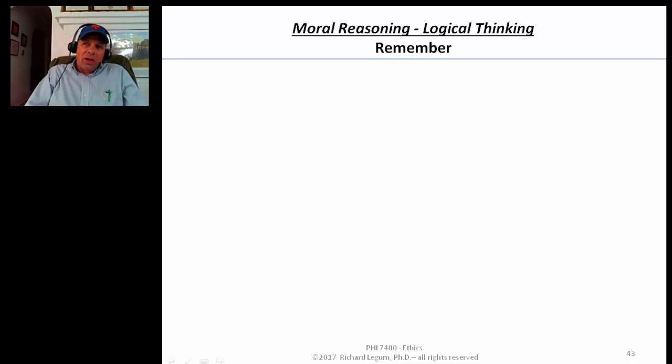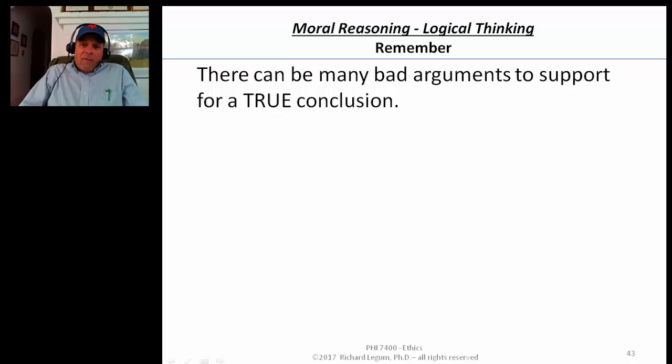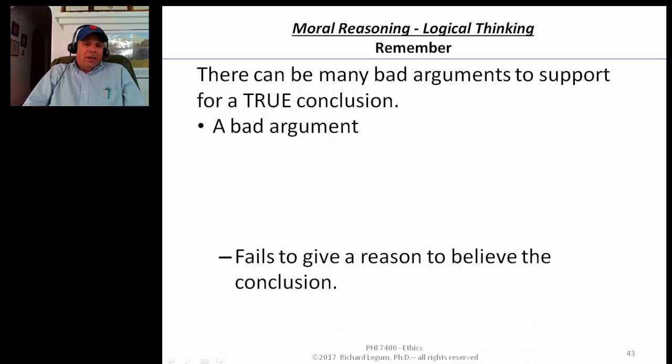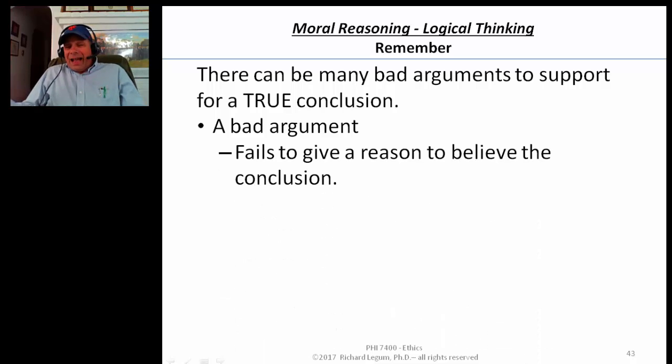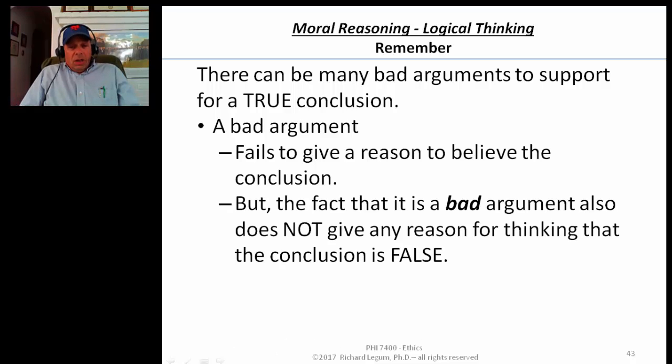And let me just remind you, the same way I did with validity, from the fact that an argument is bad, you cannot conclude that its conclusion is not true, because you can have many bad arguments for true and perfectly reasonable conclusions. A bad argument, an argument that's not sound, just fails to give reasons to believe its conclusion. And let me just emphasize it again. I know I'm probably driving you crazy at this point, but from the fact that there is a bad argument for a certain conclusion, it doesn't give you any reason for thinking that that conclusion is false.